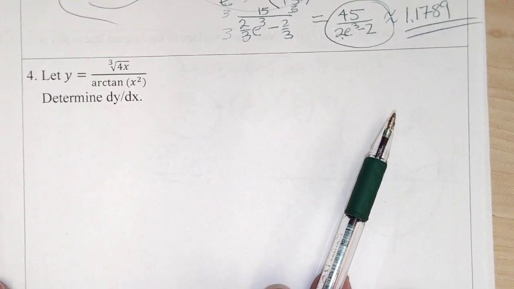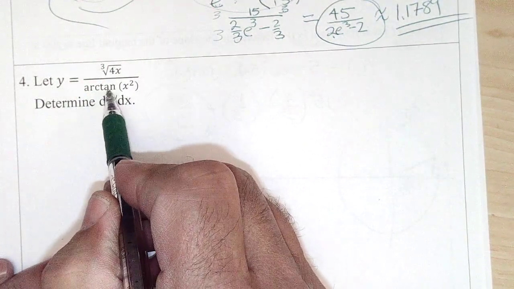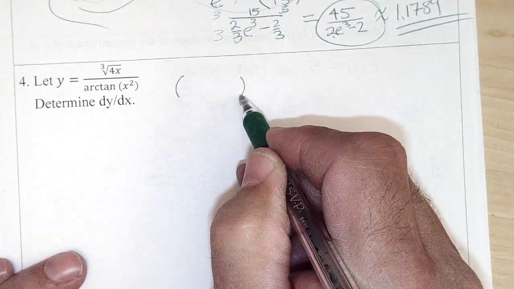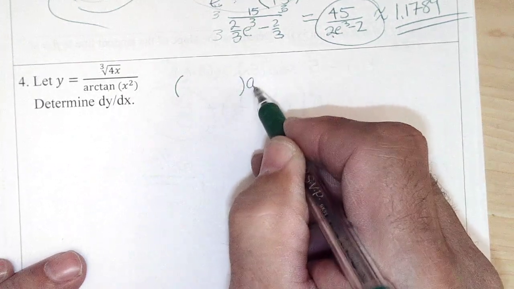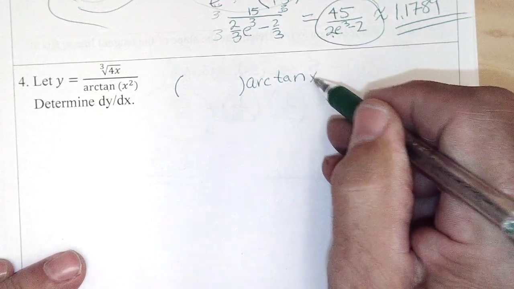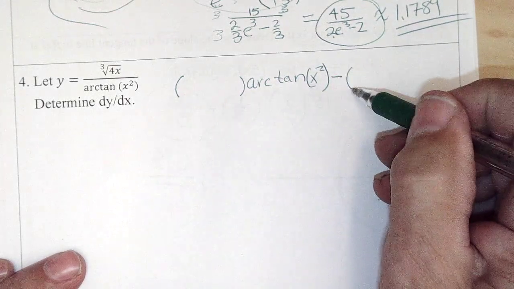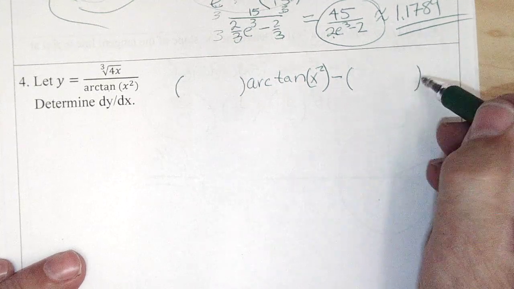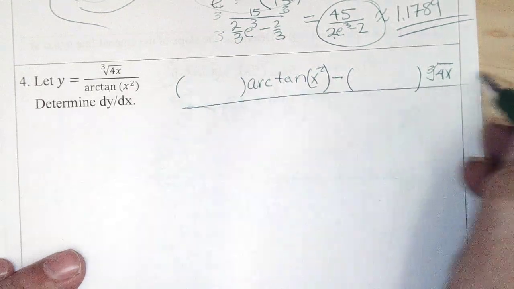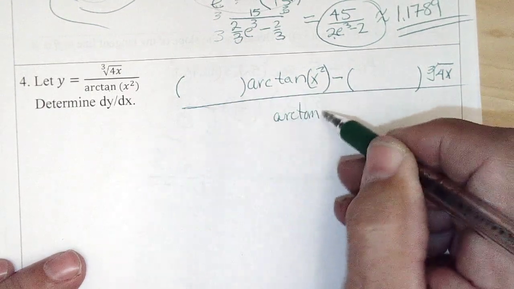Next one. All we have to do is find the derivative. But this is a quotient. So we got the derivative of the numerator times the denominator minus the derivative of the denominator times the numerator over the denominator squared.